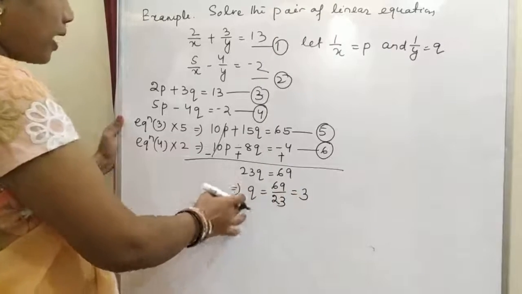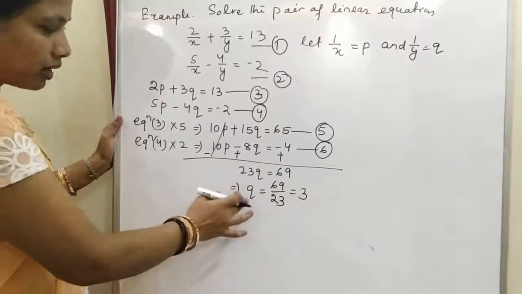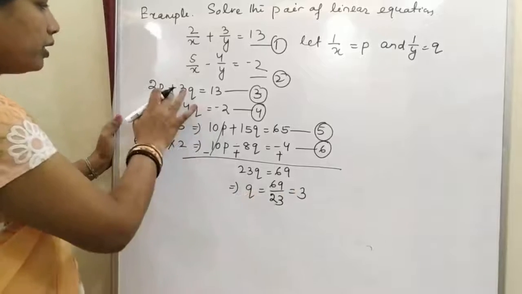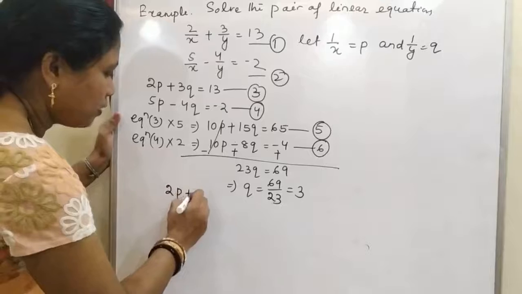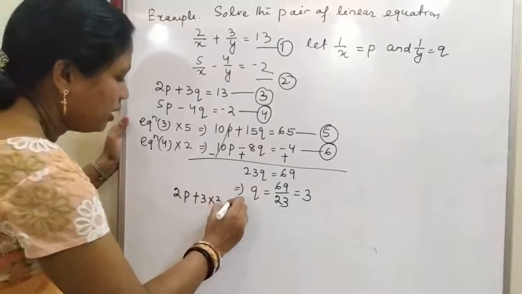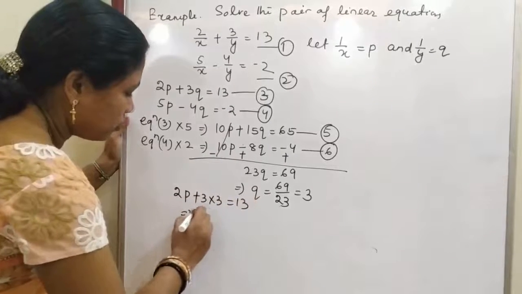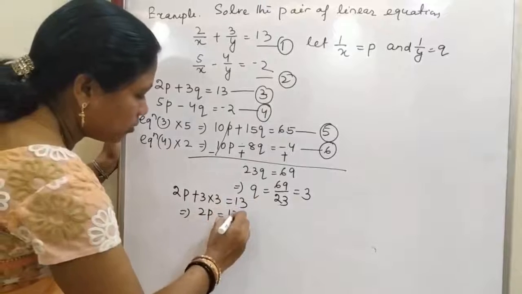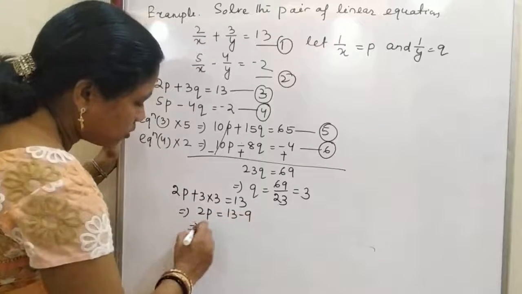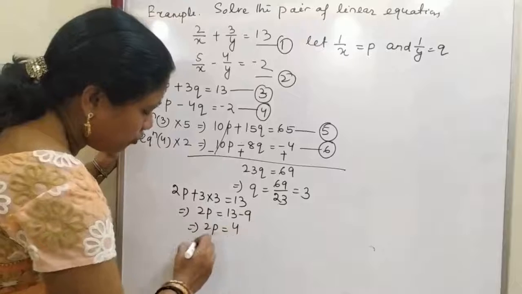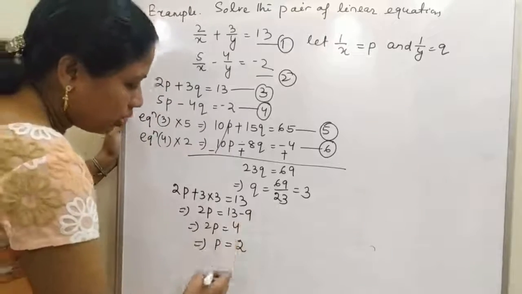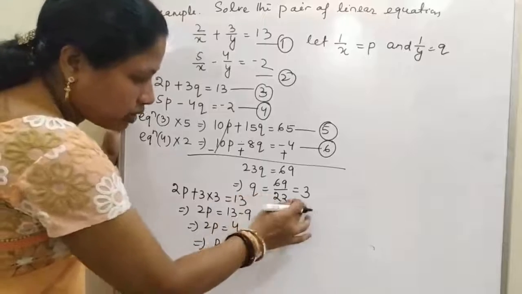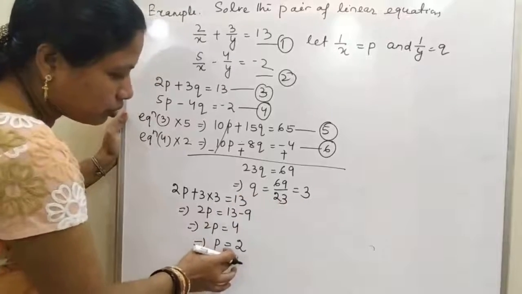To find the value of p, I shall substitute the value of q in equation 3. So 2p + 3 multiplied with 3 = 13. So this implies 2p = 13 - 9. So this implies 2p = 4. So this implies p = 2. So here we got q = 3 and p = 2.